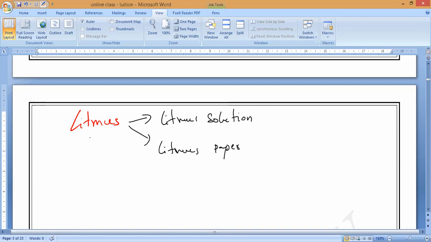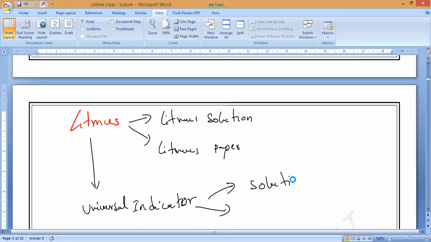If you take the universal indicator also, we can use two different methods. What is that? One is universal indicator solution, and as well as universal indicator paper. Both are available. Understand? So what we have to do?